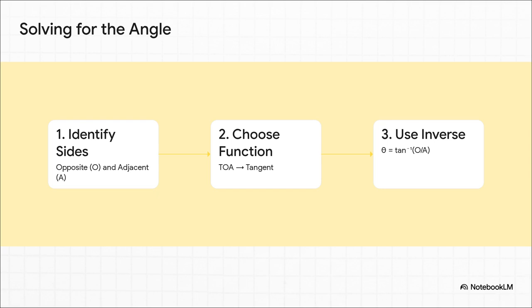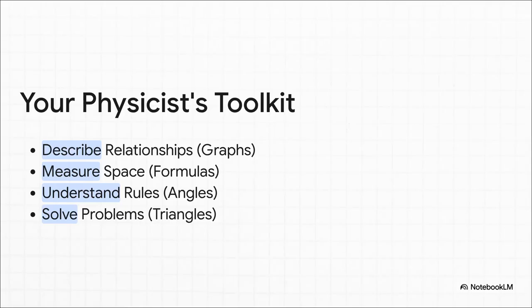But since we're solving for the angle this time, not a side, we have to use the inverse tangent function on our calculator. It usually looks like tan with a little -1 next to it. We plug in our numbers, the inverse tangent of 3 divided by 4, and just like that, we get our angle, 36.9 degrees. We just found a missing angle using only the lengths of 2 sides. Pretty cool, right?